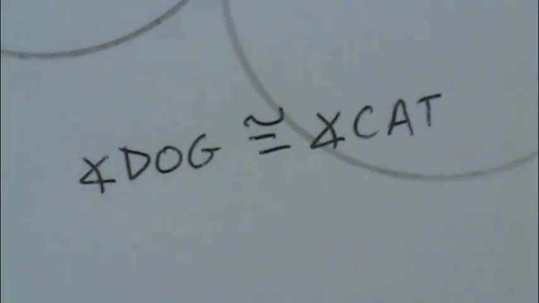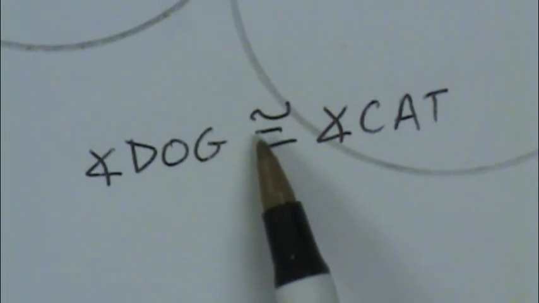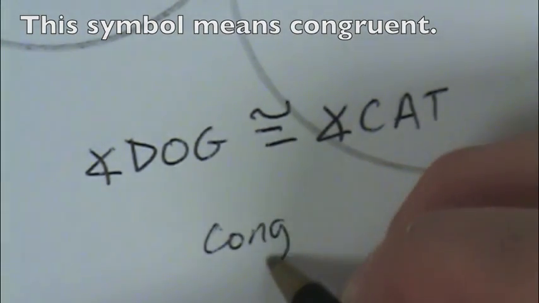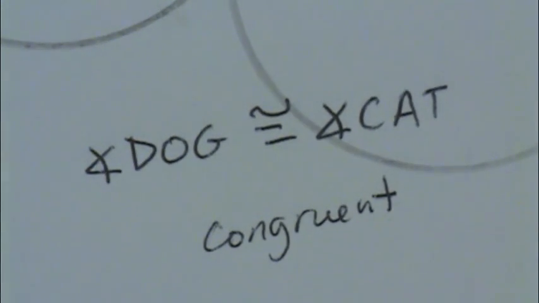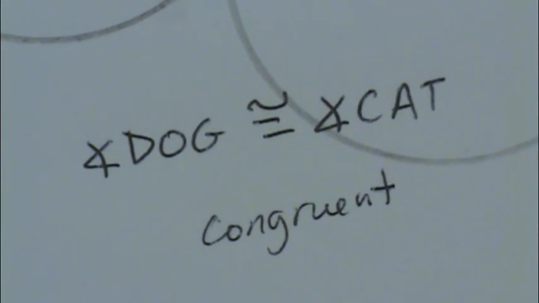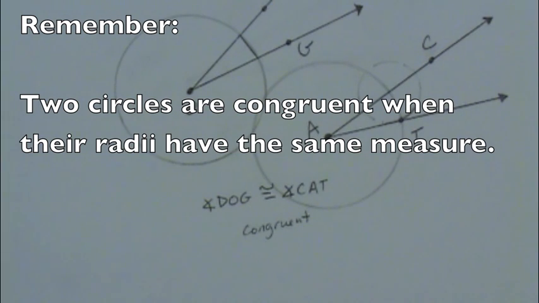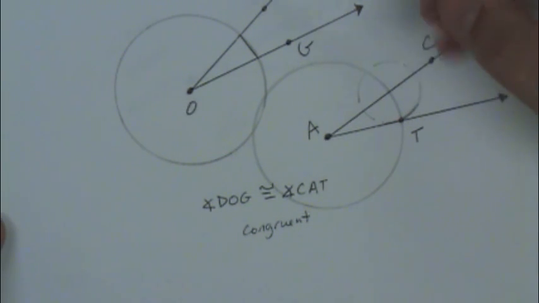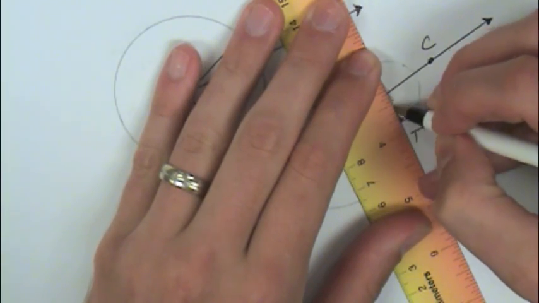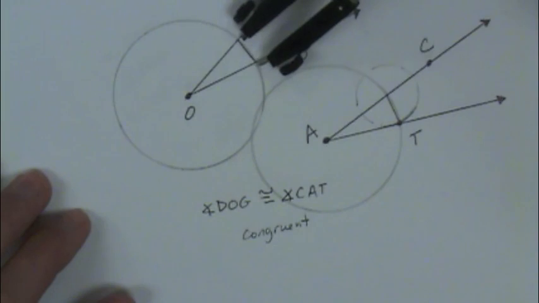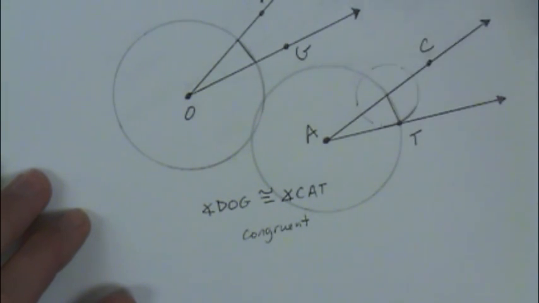I'm just going to zoom in. Notice that there's a little symbol here. It's an equal sign with a tilde on top. This symbol means congruent. So angle DOG is congruent to angle CAT. Now, the reason why is we want to consider the two circles. The radii are the same, so that means the two circles are congruent. We use the length of the chord in angle DOG, and that chord is the same length as it is up here. You can check it using your compass. They're the same length.